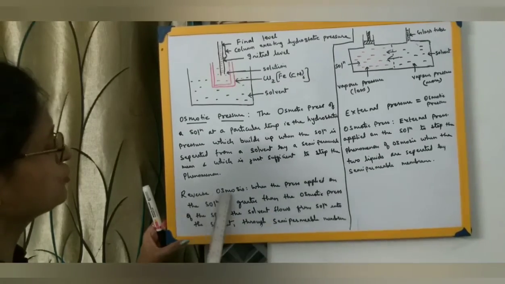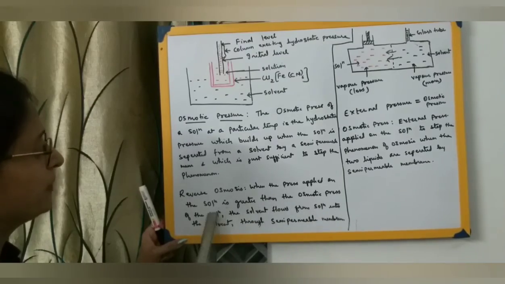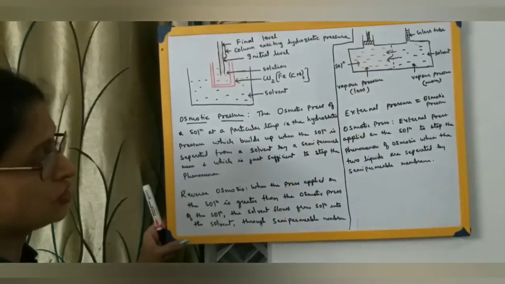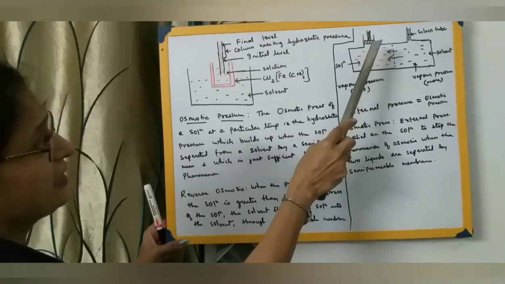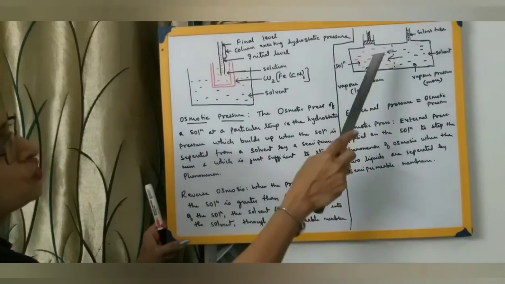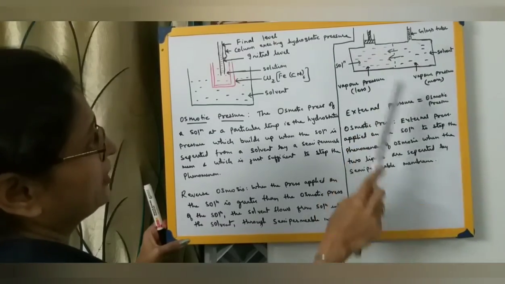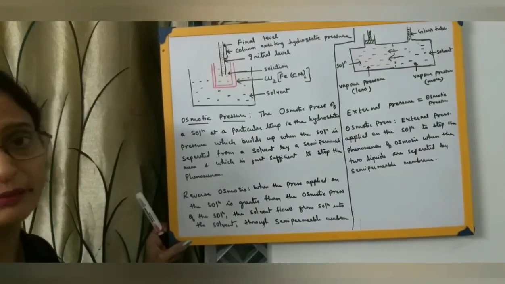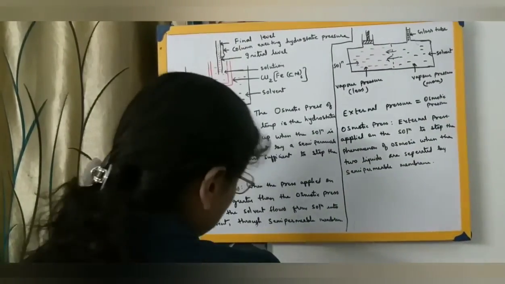So we can define reverse osmosis: when the pressure applied on the solution is greater than the osmotic pressure of the solution, the osmotic pressure which has been exerted on this solution. So when the applied pressure is greater than the osmotic pressure exerted by this particular liquid, we'll find that the solvent molecules will flow from the solution into the solvent, that is from this particular end to this particular end, when they are separated by a semi-permeable membrane, and this whole process we call reverse osmosis.